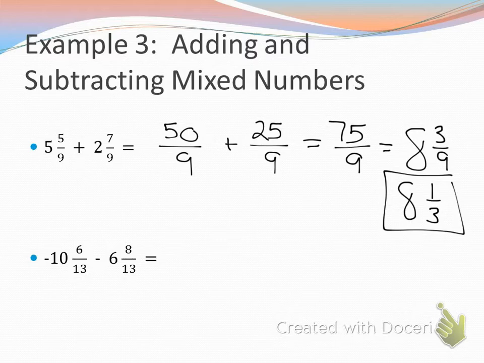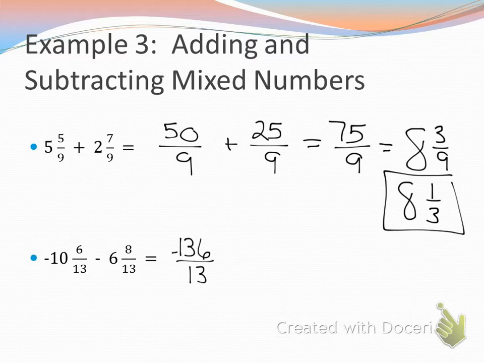All right, now on my next one, again, I need to change these mixed numbers to improper fractions. And here's what I need you to realize. This is not negative 10 times 13. The entire fraction is negative, but I want you to kind of pull that negative out for a minute and just convert it like you normally would. So what would be 10 times 13? 130 plus 6? 136 over 13. And then just keep your negative.